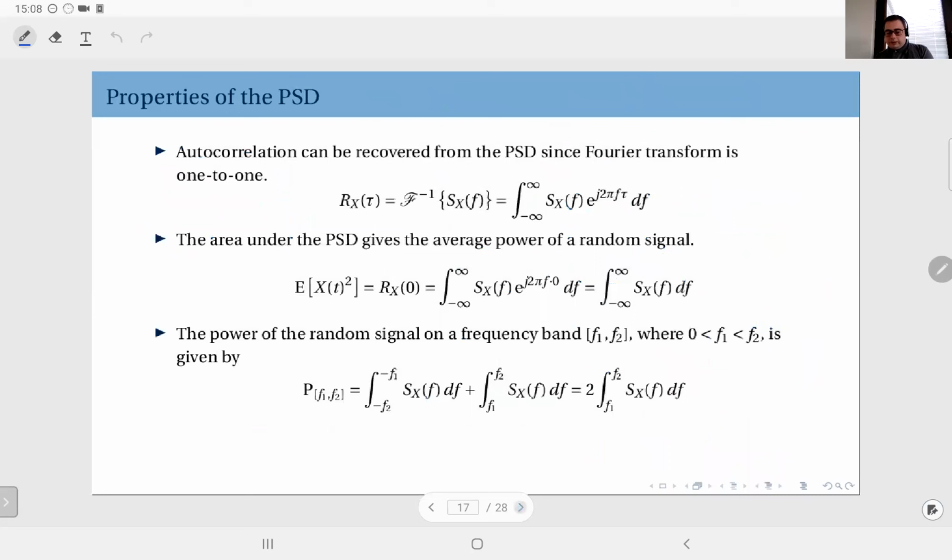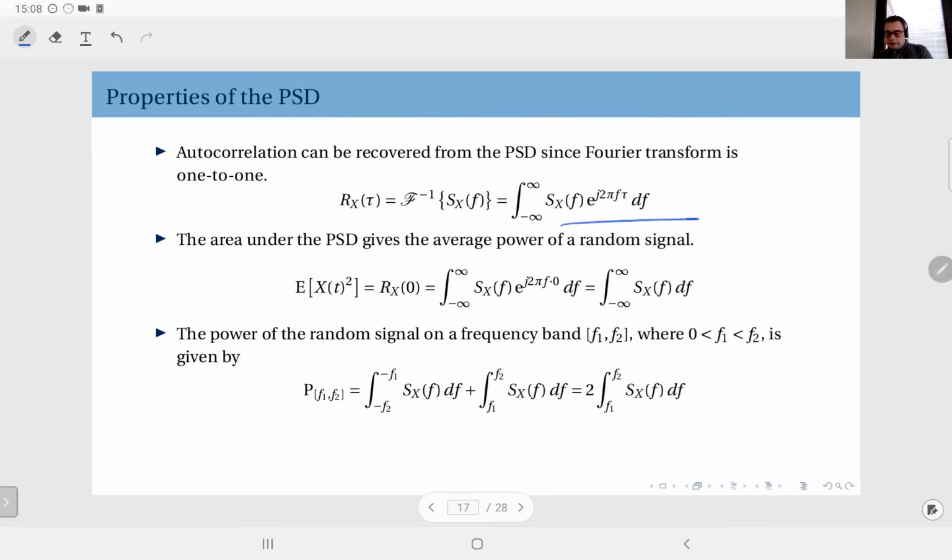Okay, next, the autocorrelation. Well, as we have seen, the PSD is the Fourier transform of the autocorrelation. So the autocorrelation can be recovered from the PSD through inverse Fourier transform. Okay, clearly so. We also have seen this when we discussed characteristic functions.